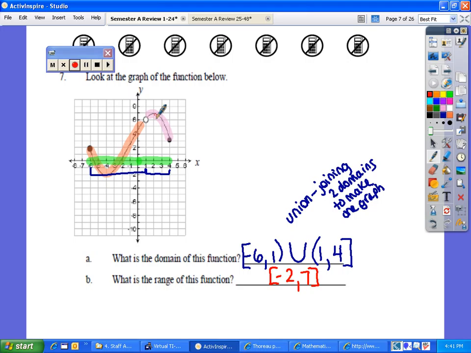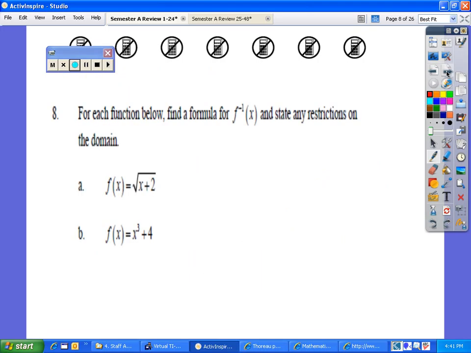All right, now on to number 8. For each function below, find a formula for f to the -1. This means inverse. Anytime you see the -1, it's an inverse. Even in trig, it's an inverse, okay? So inverse means to switch the x and the y, and then they're saying state any restrictions on the domain, which basically means after we do this, does anything affect our domain in our answer?